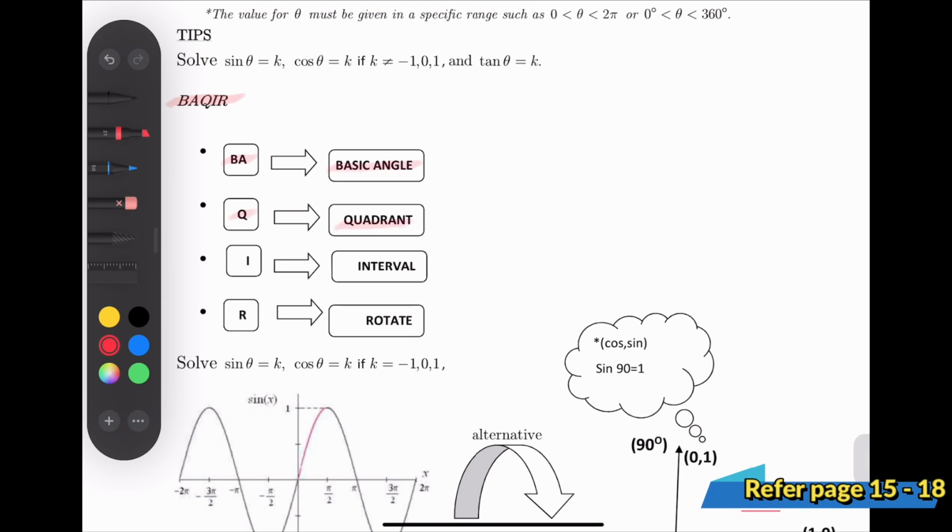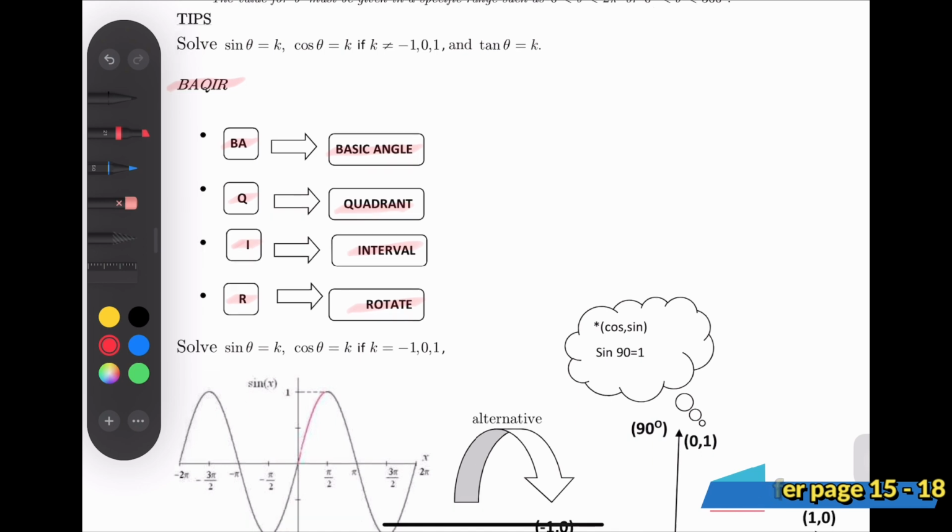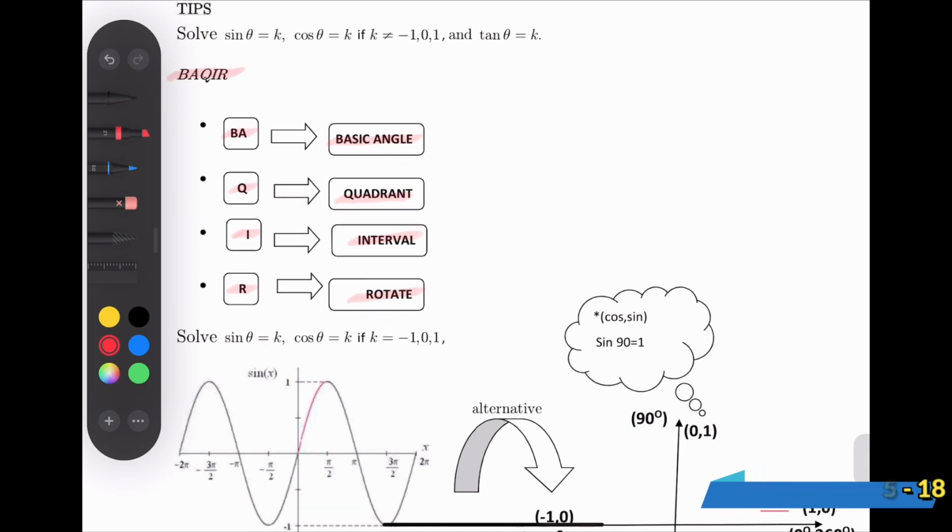The second step is to find the quadrant. The third step is to find the interval. The last one is to rotate. Okay, don't worry, we're going to discuss the steps in our examples after this.